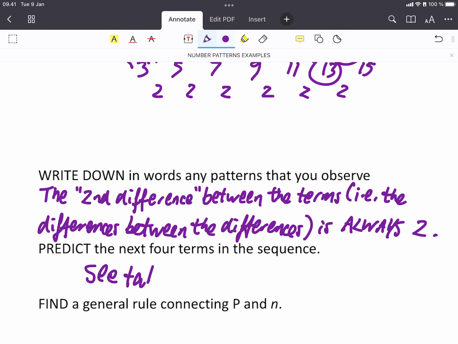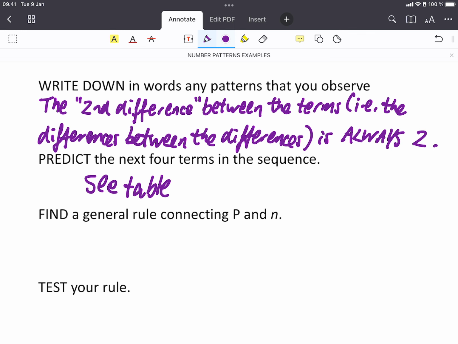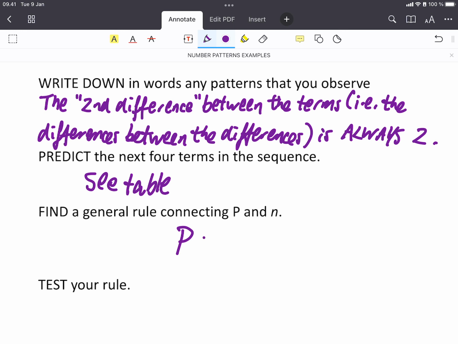So that's just filling in the table for some easy marks. Find a general rule connecting p and n. So I've already done that. P equals n squared. So it's got to be something equal to something else. You can't just write down n squared. You'll lose marks for that.